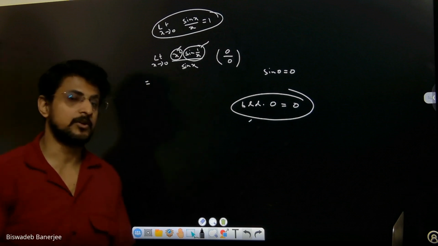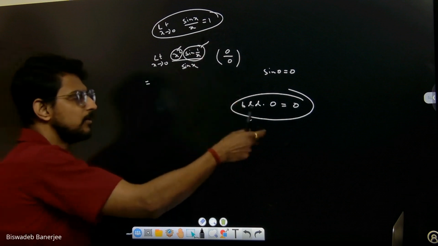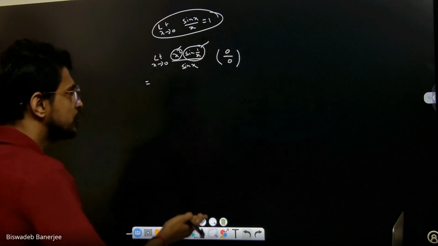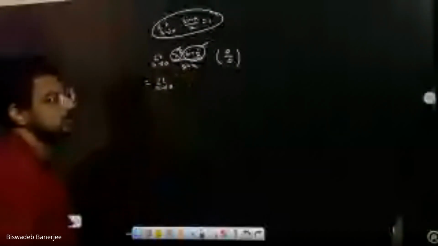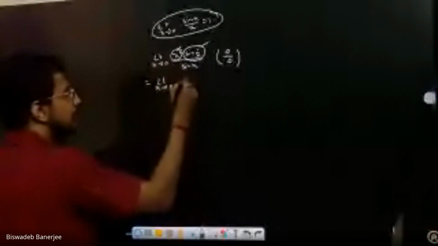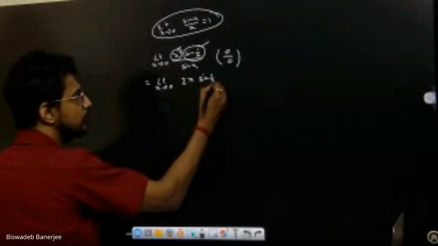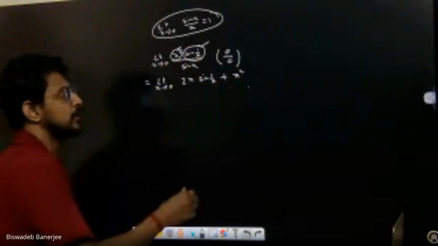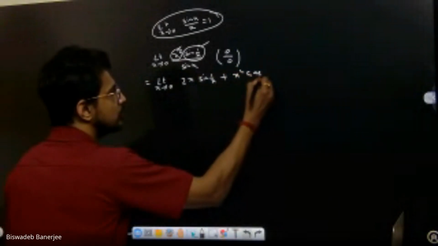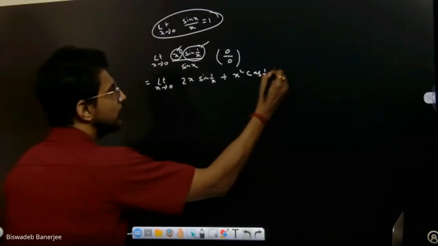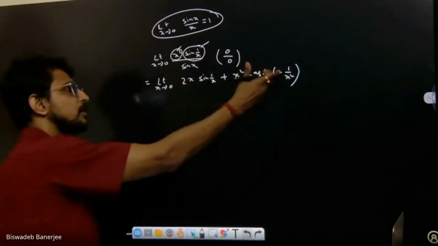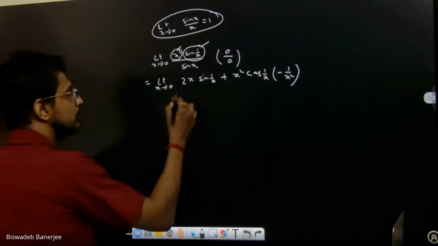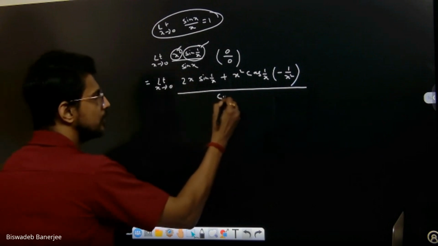So for the first portion, we know that if it is 0 by 0, we can apply L'Hospital rule. Just applying L'Hospital rule, we differentiate the numerator. The derivative of x squared is 2x, keeping sine 1 by x fixed. Then keeping x squared fixed, the derivative of sine 1 by x is cos 1 by x, and the derivative of 1 by x is -1 by x squared. It's a very basic differentiation. And for the denominator, the derivative of sine x is cos x.